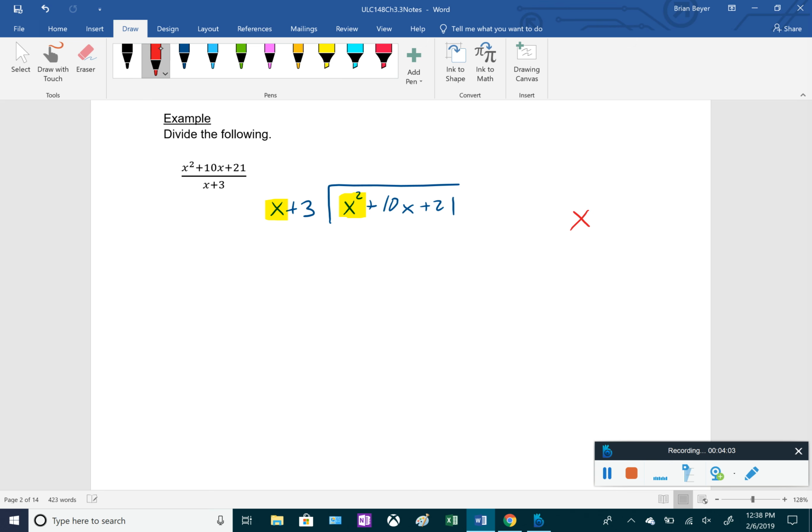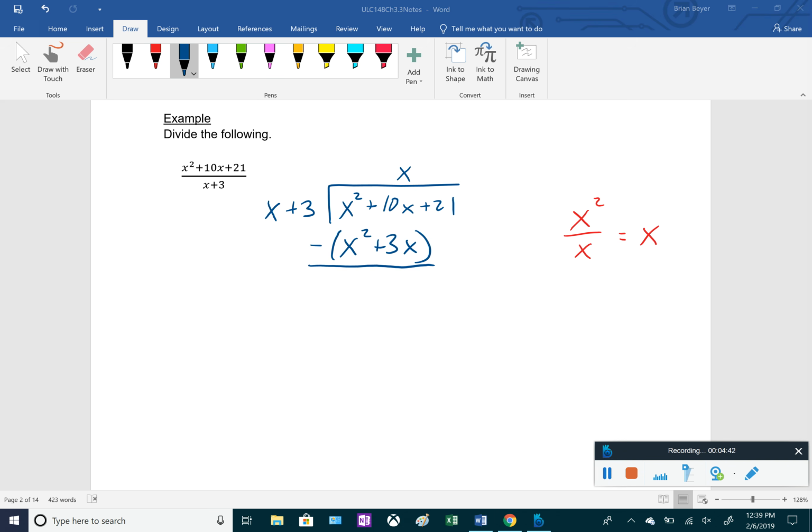If you have to, on the side, just divide them. x squared over x is x. What that means is that's going to be part of our quotient. I'm going to put it directly over the x term in the dividend just to make it organized. Then I'm going to multiply the x by the divisor. x times x plus 3 is x squared plus 3x. And then we subtract it. Don't forget to put parentheses around the x squared plus 3x because we're subtracting both terms.